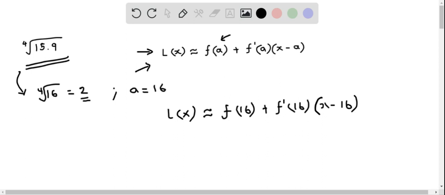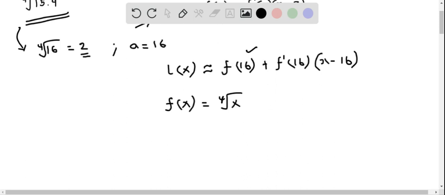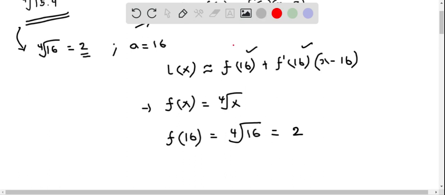We will use f of x as the fourth root of x, because that is our basic function for this problem, that is, to determine the fourth root of some number. We say that f of x equals the fourth root of x. So using this, we have to determine f of 16 and f prime of 16. We can find f of 16 just by plugging in x equal to 16. When we do that, we get the fourth root of 16. We already know that the fourth root of 16 equals 2. So now we have found the value of f of 16.